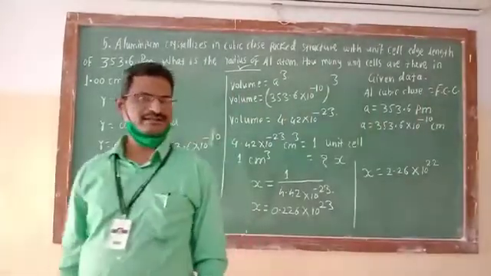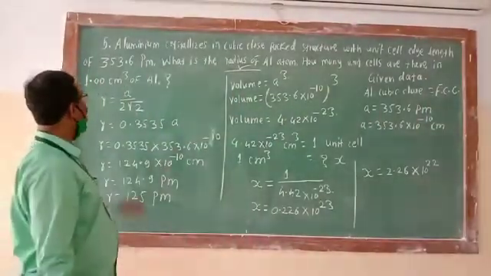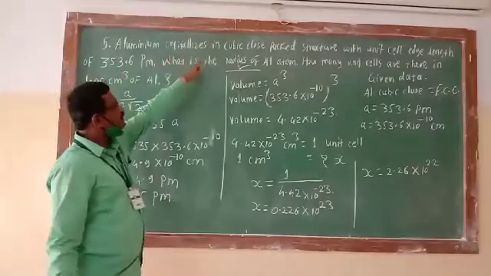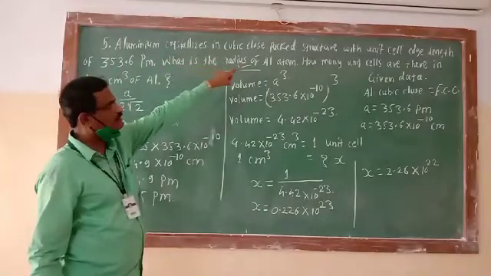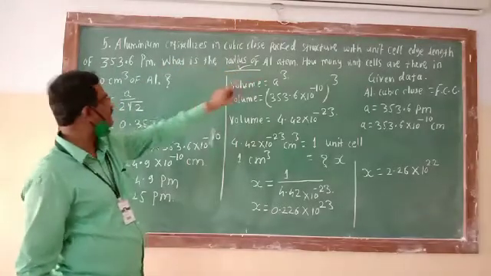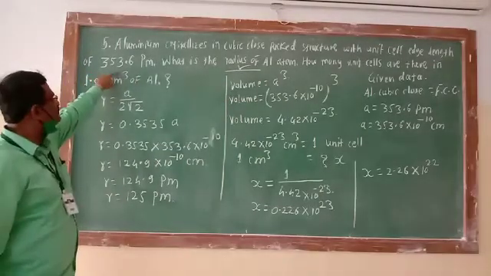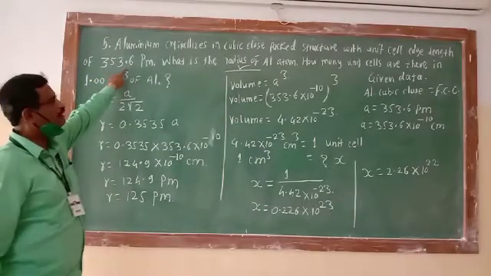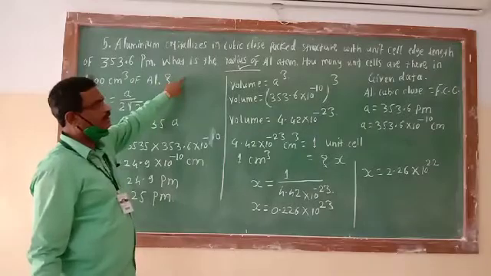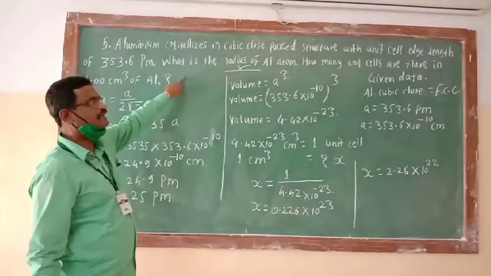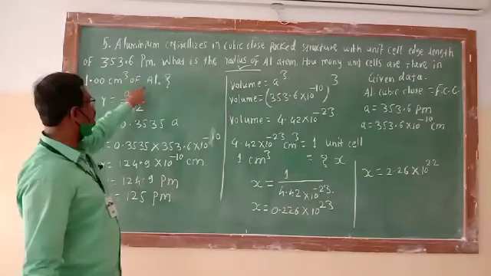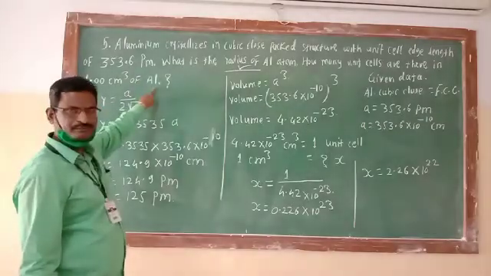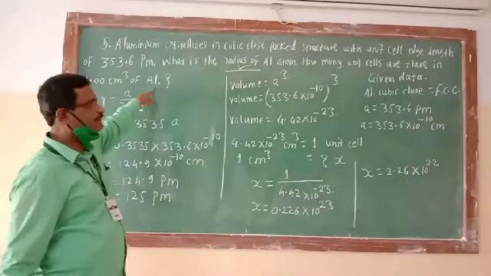Students, now let us see here problem number 5. Aluminium crystallizes in cubic closed packed structure with unit cell edge length of 353.6 picometer. What is the radius of aluminium atom? How many unit cells are there in 1 centimeter cube of aluminium? Now let us solve this problem.